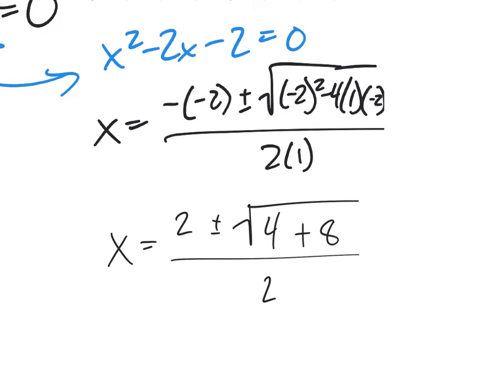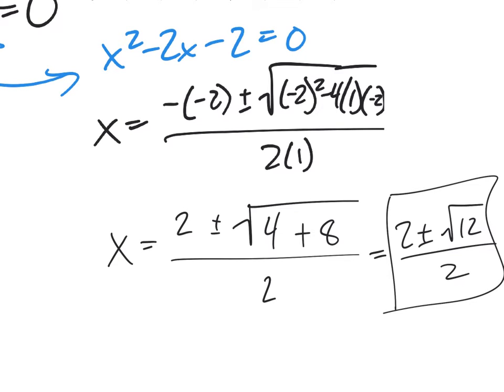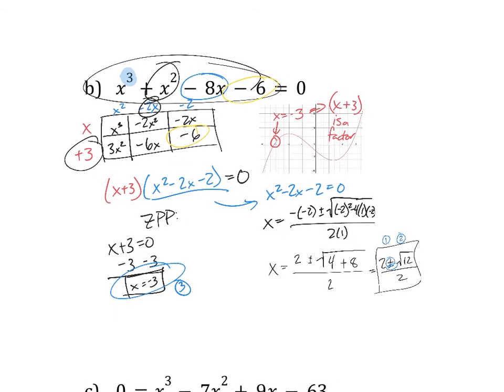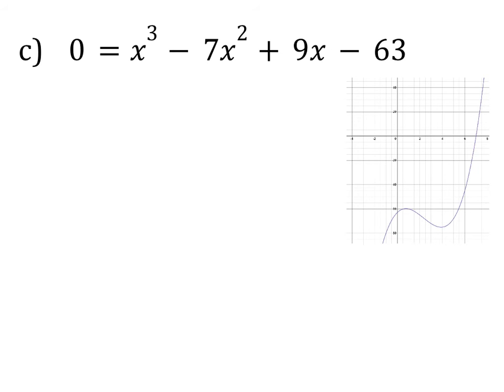I would actually rather you simplify this just one more step. X equals 2 plus or minus square root of 12 over 2. That is just fine. I'm fine with that. Notice we have 1, 2 answers here because there's a positive and a minus. And then there's option answer number 3 right here. So we have done all 3 solutions here. So that one's done.